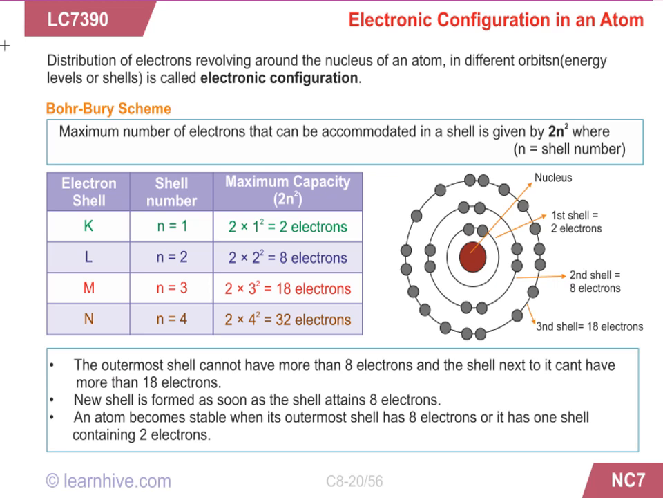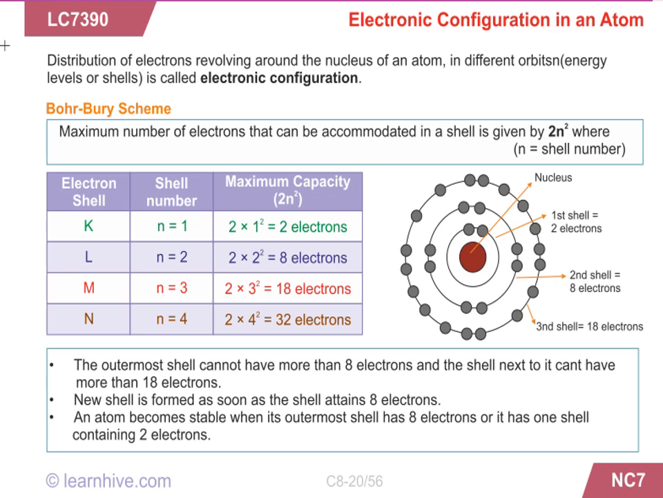Electronic configuration of an atom. Already we said K shell, L shell, M shell, N shell. The first shell is the K shell, second is L, third is M, fourth is N. In the first shell only 2 electrons are there. Why? First shell n is equal to 1. The capacity is 2n squared, so 2 multiplied by 1 is 2. See the table, everybody.